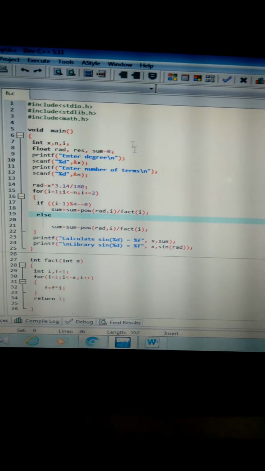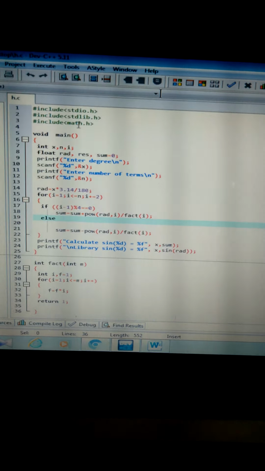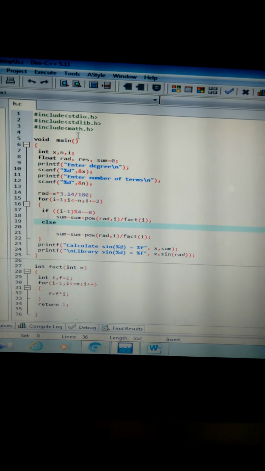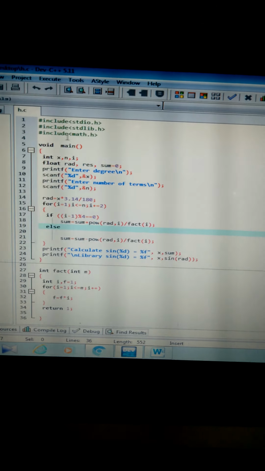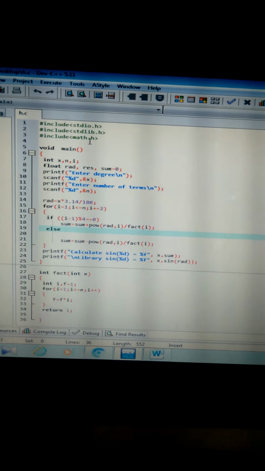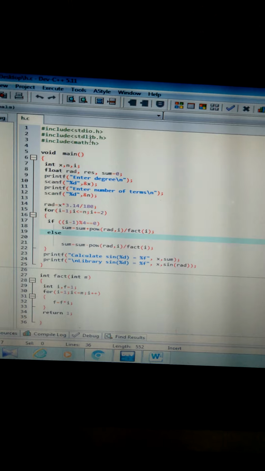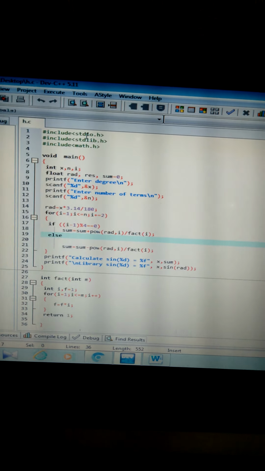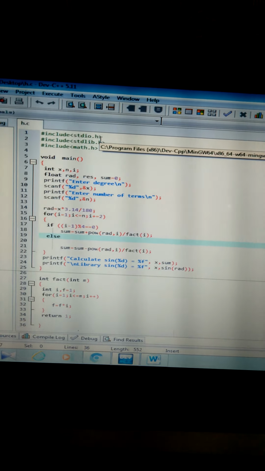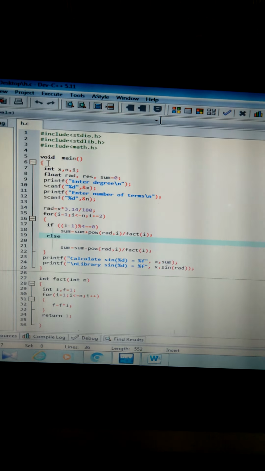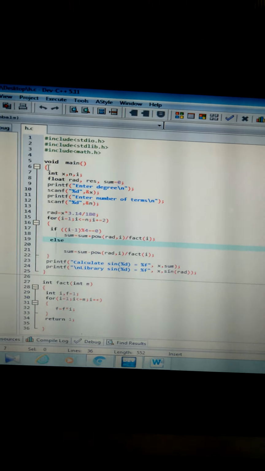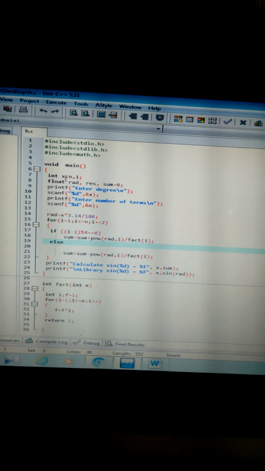First, we define header files here. Trigonometric functions also appear here, so for that purpose we have taken the header file math.h. Then stdlib.h and stdio.h for input output functions. Then the main part of the program begins here with the open curly braces, then int x.